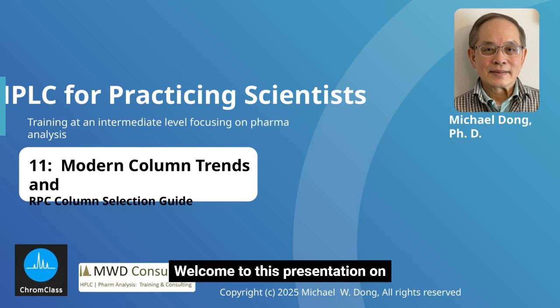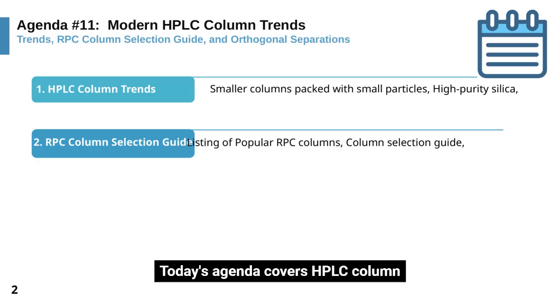Welcome to this presentation on modern column trends and RPC column selection guide. This training is geared toward intermediate-level scientists focusing on pharmaceutical analysis. Today's agenda covers HPLC column trends, RPC column selection guide, and orthogonal separations.